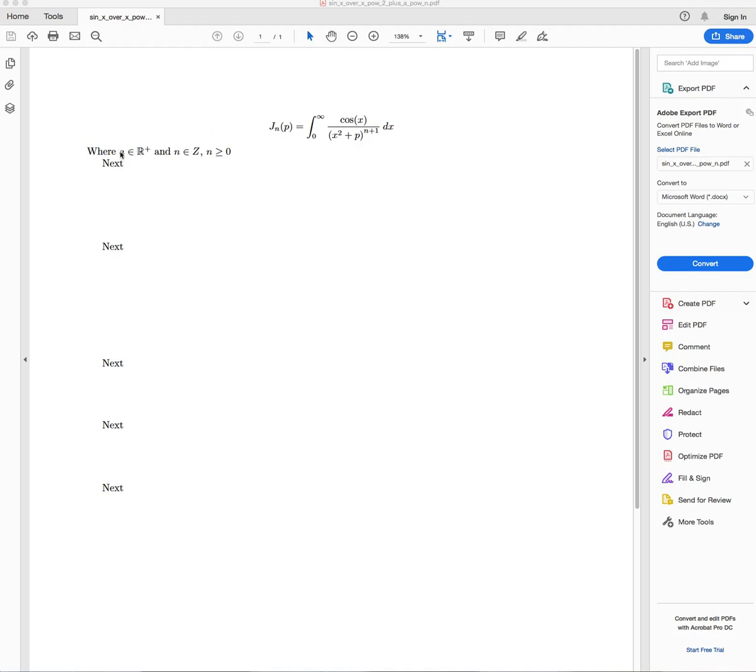So as I said, this should be p. The reason why p has to be a positive value in this case is because if p was a negative value, then that would mean over the region of integration, 0 to infinity, there would be values that would make the denominator equal to 0, and therefore this would become an improper integral. So I'm avoiding that by just forcing p to be a positive quantity.